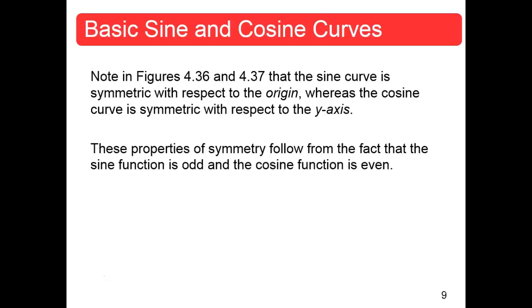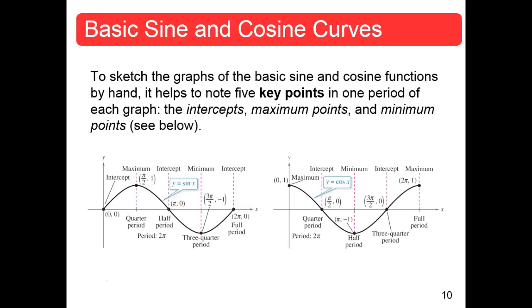So, the sine curve is symmetric about the origin. The cosine curve is symmetric about the y-axis. These properties of symmetry follow from the fact that the sine function is odd. It's an oddball, you know, and the cosine function is even-handed. Okay. Even. Okay? Make sense?